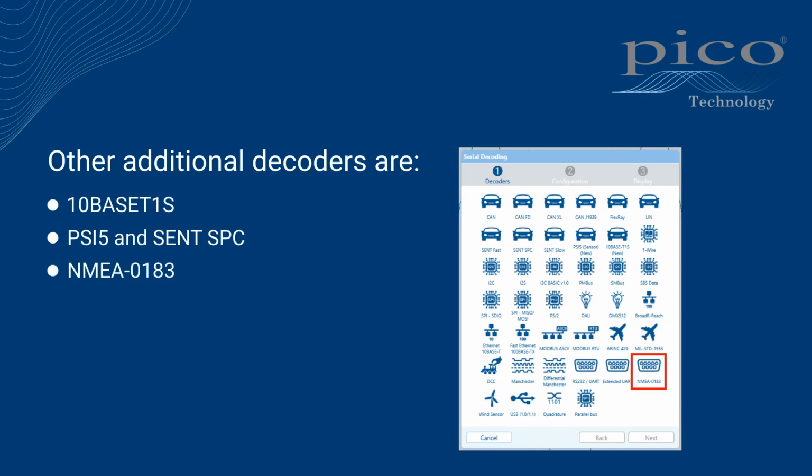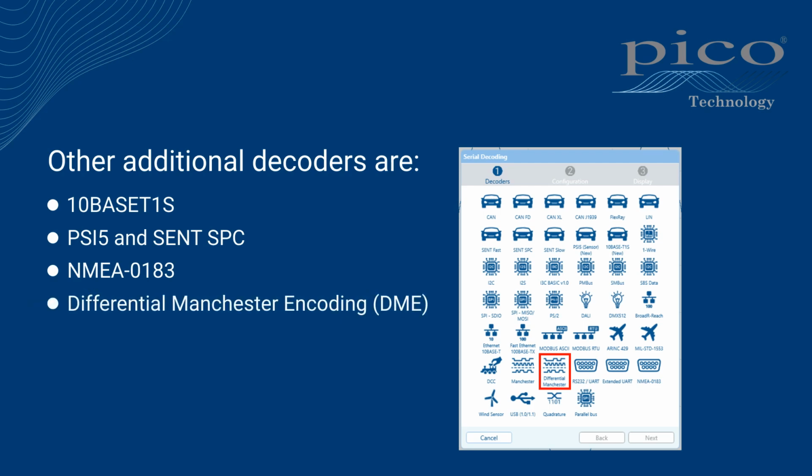NMEA 0183 is a UART-based protocol for communication between marine electronics devices such as echo sounders, sonars, anemometers, gyro compasses, autopilots, GPS receivers, and many other types of instruments. Differential Manchester encoding, DME, is a technique similar to Manchester encoding used to convert digital data into a format suitable for transmission over a physical medium like a cable. It's a type of line code that combines data and clock signals into a single self-synchronizing two-level data stream.